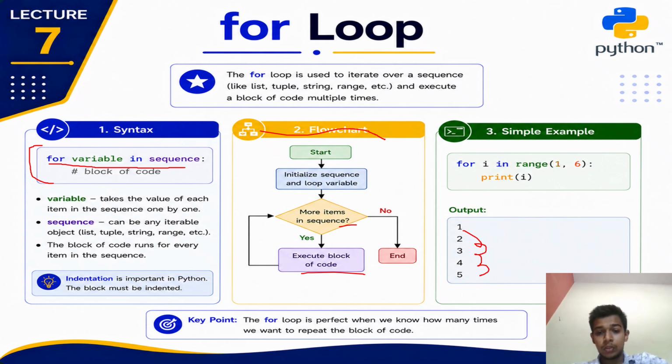Now, the important point is that the for loop is the best choice when we already know how many times we want to repeat the task. It makes our program shorter, cleaner, and much easier to understand. In the next slide, we will learn about another important loop in Python called the while loop, which is used when we do not know in advance how many times the loop should run.